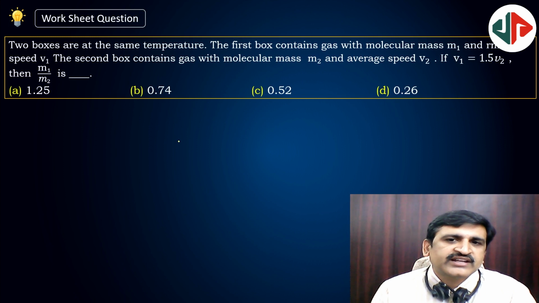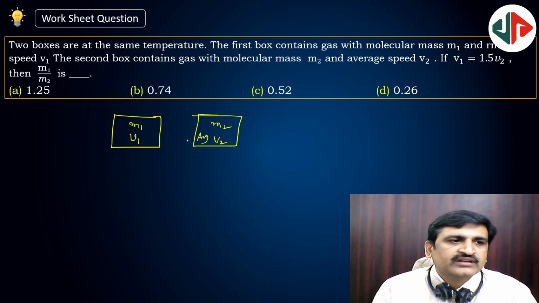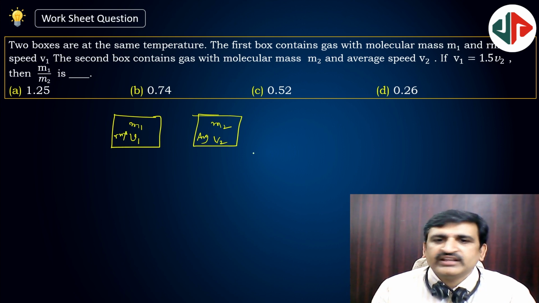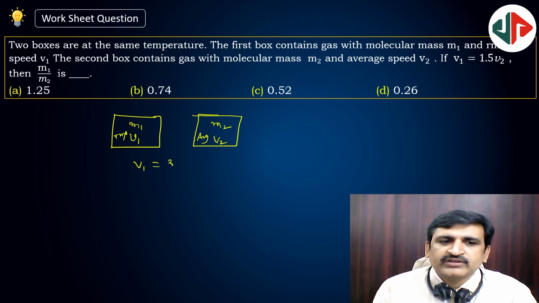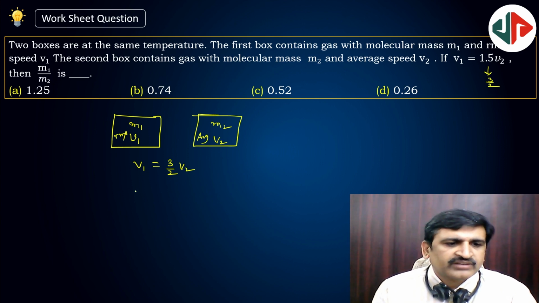Next, two boxes are at the same temperature. The first box contains gas with molecular mass M1 and RMS speed V1. And the second box contains molecular mass M2 and average speed V2. The first is RMS speed and the second is average speed. Then if V1 is equal to 3 by 2 times V2, I don't want to use decimal numbers, I want fractions. Then M1 by M2 is equal to what?